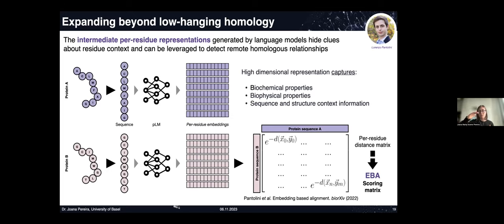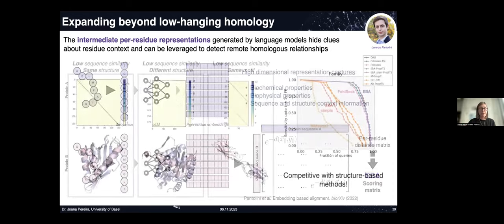embedding vector distance matrix. You would expect that residues that are in the same sequence and structural context, and so could be related, don't need to be exactly the same amino acid. They can be a different amino acid but have the same kind of context that emerged through evolution. You would expect that in this embedding space, they would be close to each other, or their embeddings would be correlated. So you can compute this per-residue distance matrix, which can then be leveraged to score the similarity between the two proteins. Lorenzo took this matrix, tweaked it a bit, added some normalization to the distances, and was able to come up with EBA, the embedding-based alignment method, to score the possibility of two proteins being similar or not.